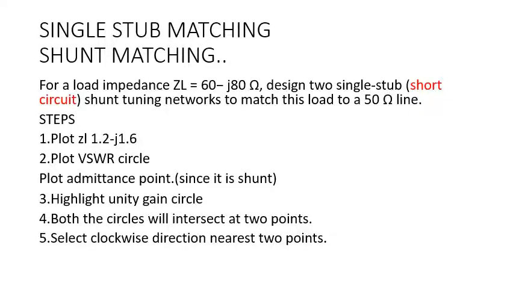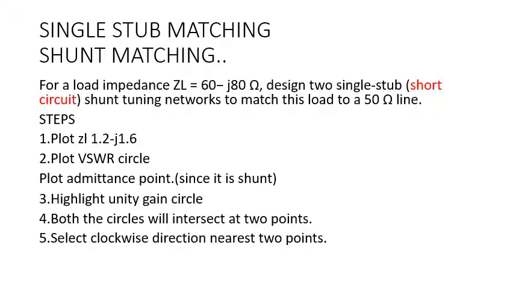After plotting the circle, we will be plotting the admittance. How do we plot the admittance? We take a scale and draw a straight line passing through the plotted impedance point, passing through the center of the Smith chart, and that line is taken outside the Smith chart. The point opposite to the plotted impedance is called the admittance point.